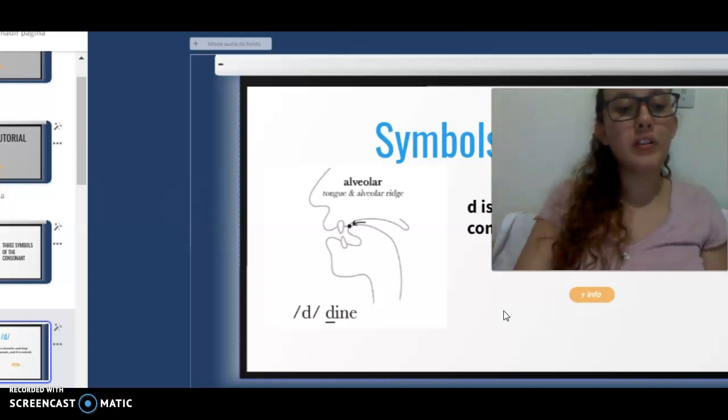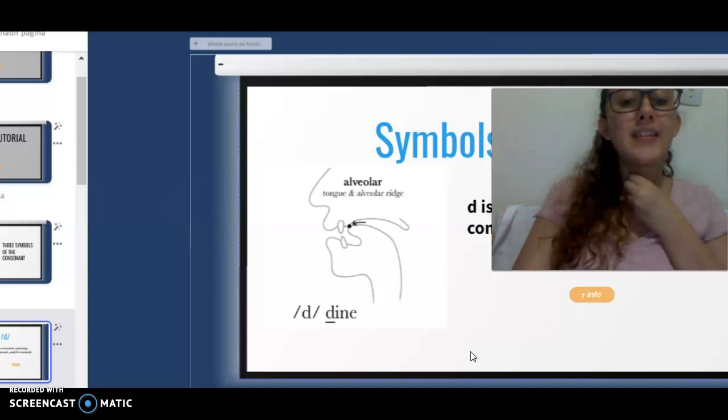Move your tongue sharply away and let air out in a short burst. Your vocal cords should vibrate.